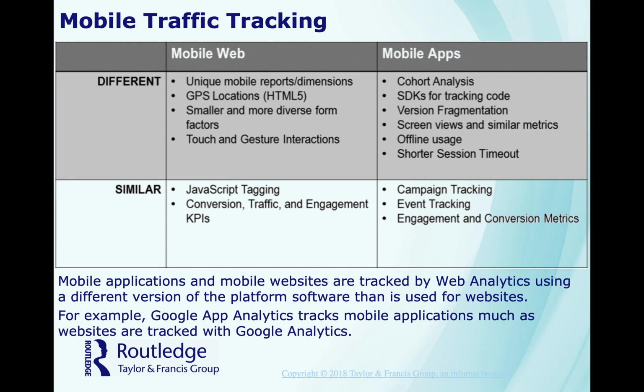What is similar between mobile and web analytics is JavaScript tagging, conversions, traffic, engagement, KPIs. Those are all the same. JavaScript tagging has to be specific to a mobile web page because how you view on a computer is different from how it is on a mobile, but they both involve JavaScript tagging. Campaign tracking, event tracking, and engagements are all similar again on the mobile apps as they would be on a computer.